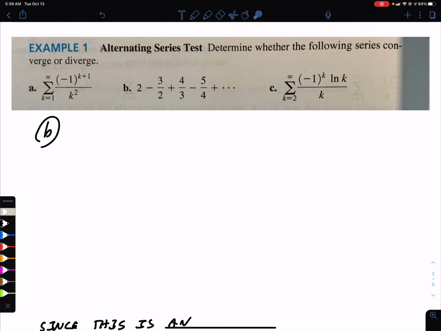All right, you can see right away. Let's put this over 1. So if I write it like this, this would be n plus 1 over n, or k plus 1 over k, where k starts at 1 to infinity. That's so ugly. Let me rewrite this.